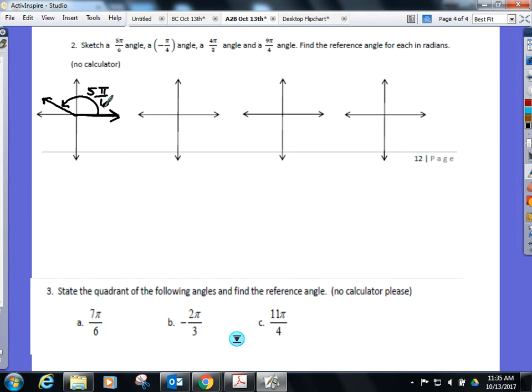And then find the reference angle in radians, based on all those problems we just did. Let's start getting the notation. I've been sloppy with this as well. Theta with the lowercase subscript r, reference angle. 5 pi over 6. What's the original reference angle then?